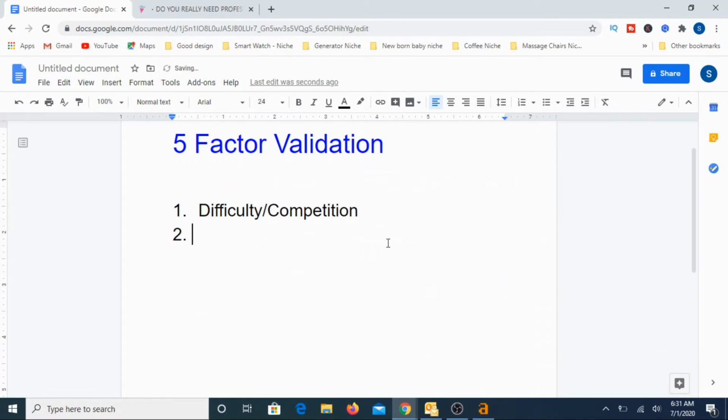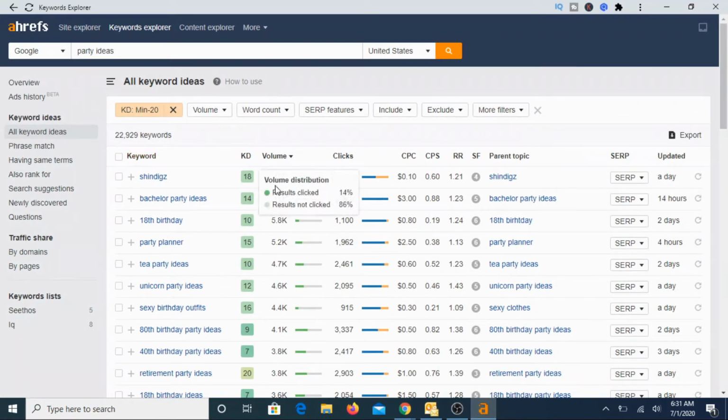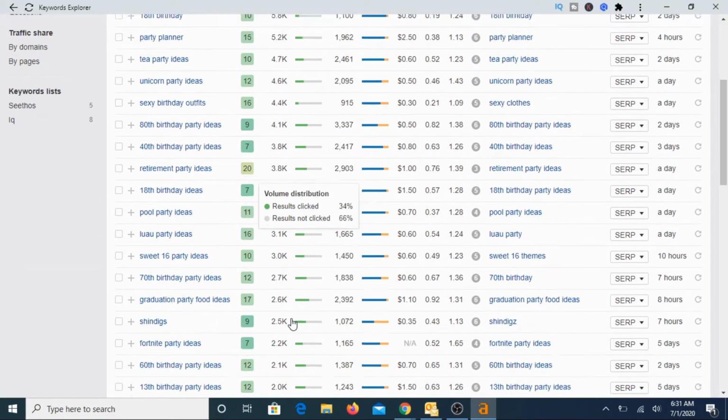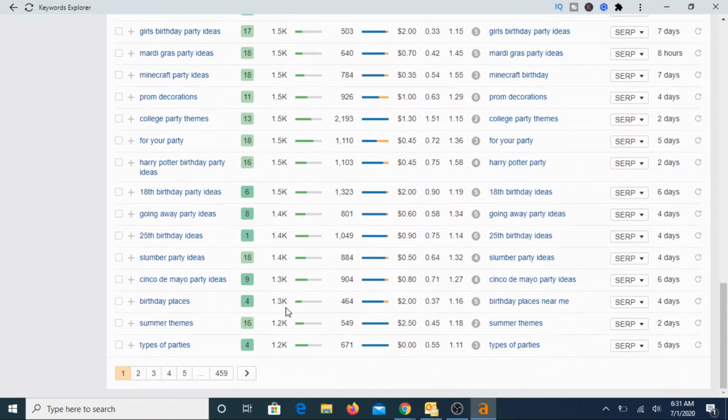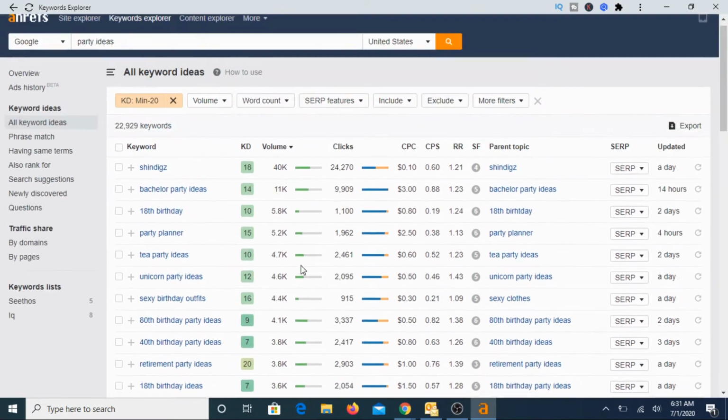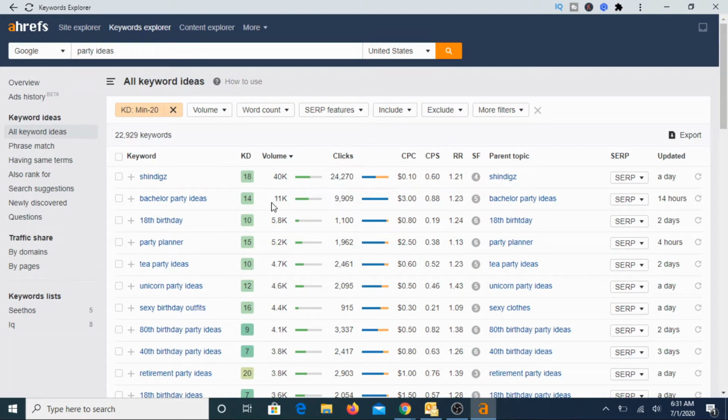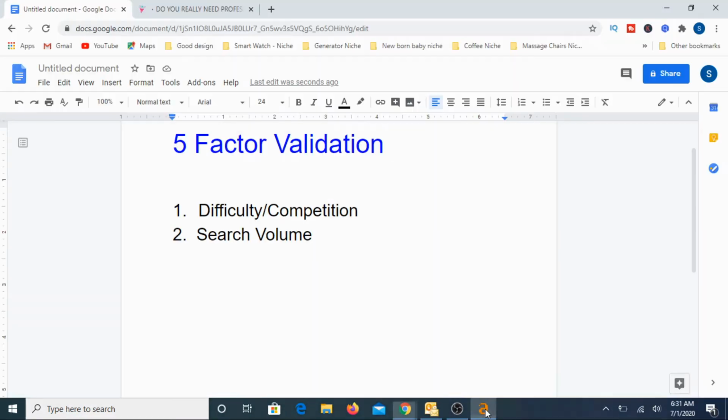The second validation: look at the search volumes, or search traffic. If you see here, party planner, tea party ideas, or 80th birthday party ideas, you can see about 40k, 3k. So at least in the first frame, all the keywords that you see have search volumes of more than 1000. That's looking pretty good and attractive. So the second validation is also true.